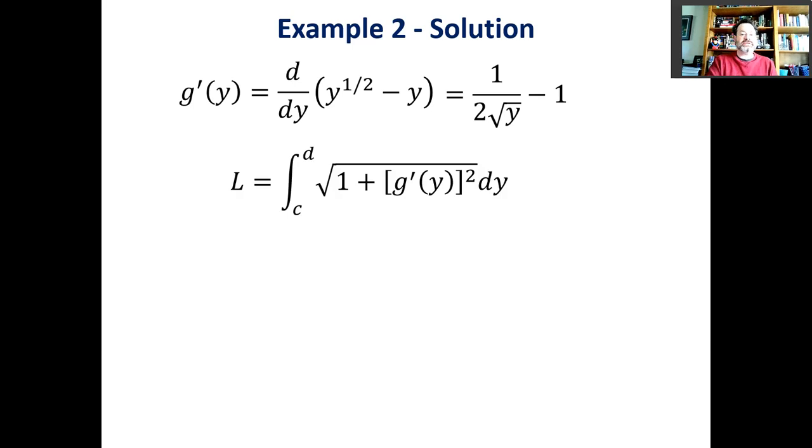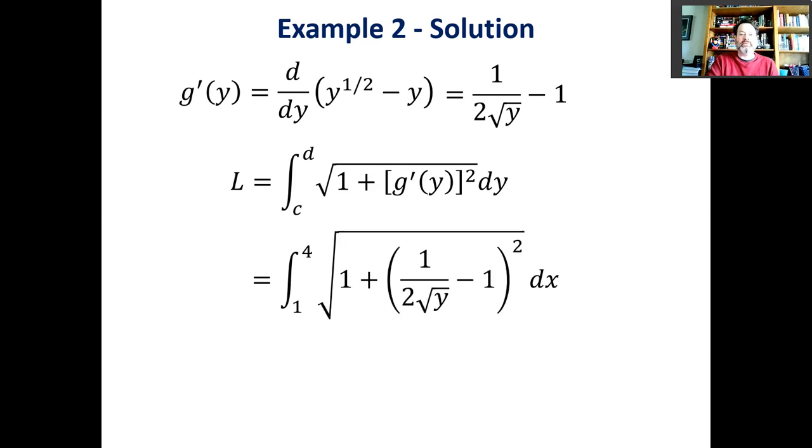All right, now we're going to just plug this into the arc length formula. So we just found g prime of y, so you plug it in. We're going from 1 to 4. And you don't even have to simplify it. Just do it on your calculator.